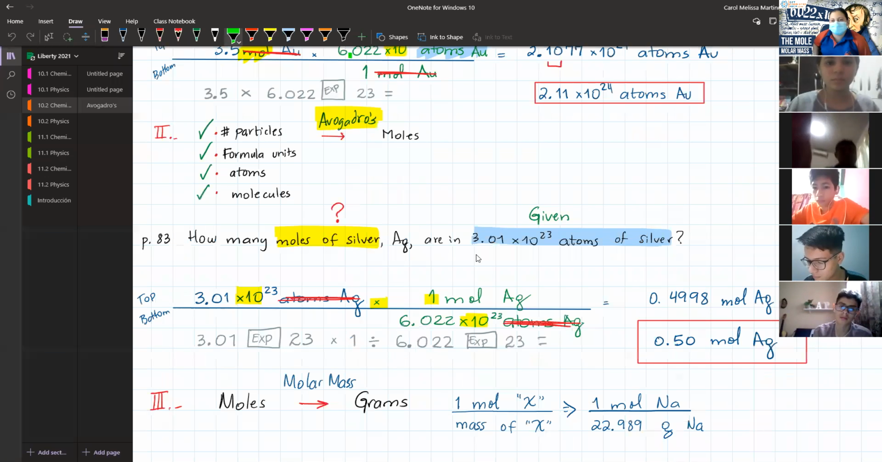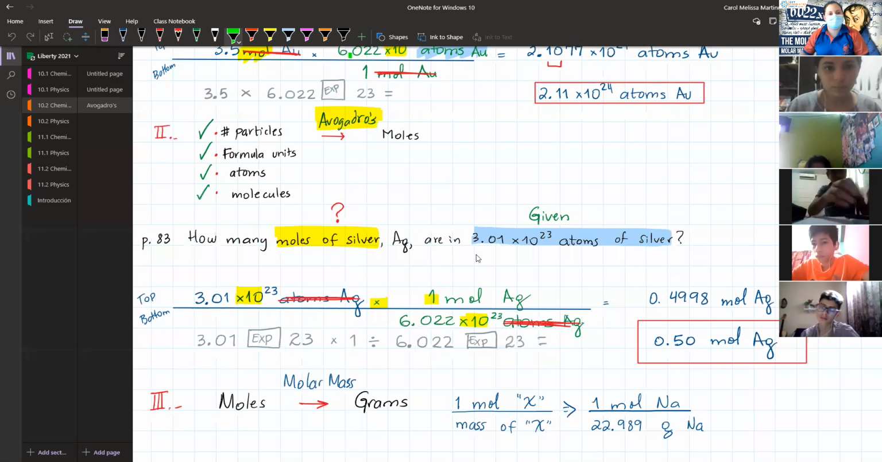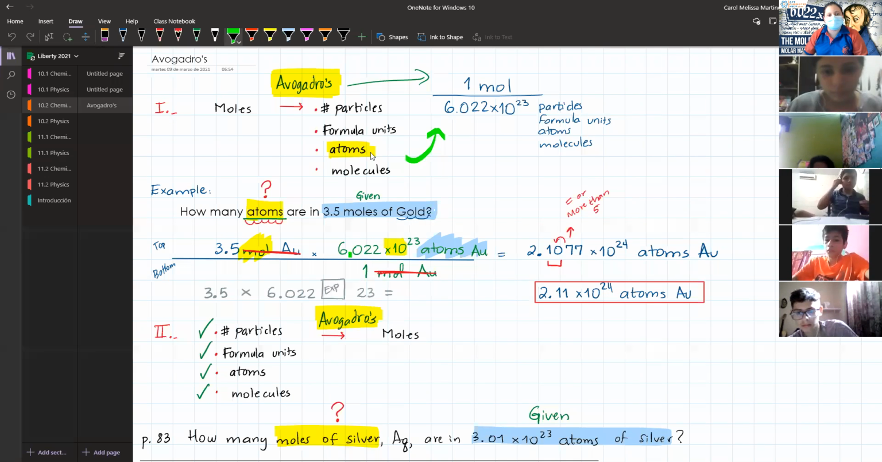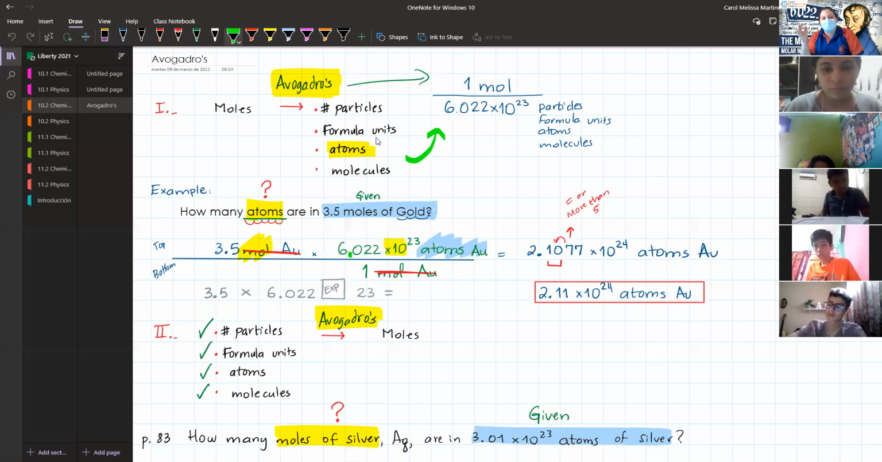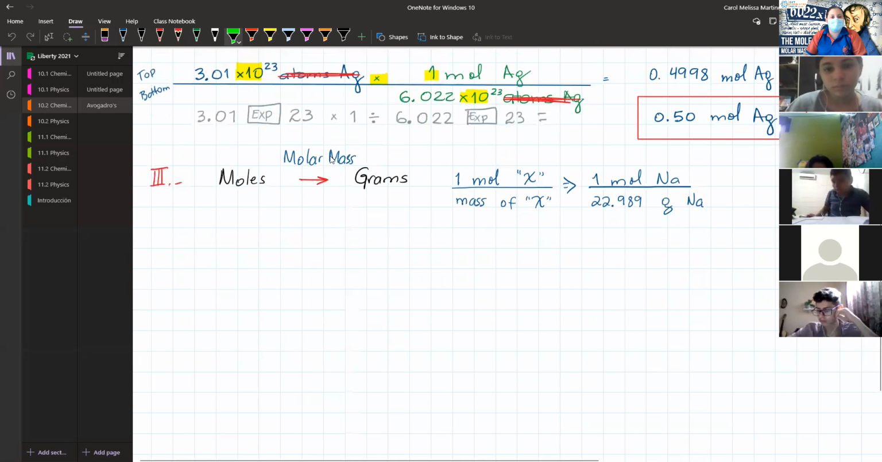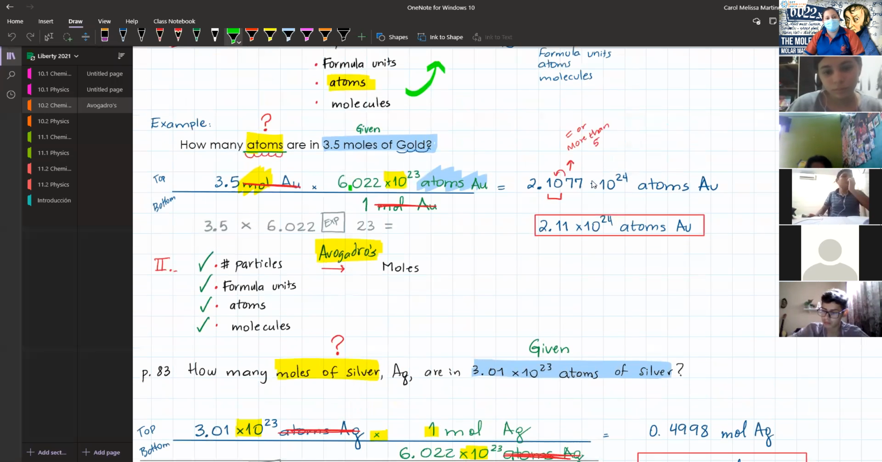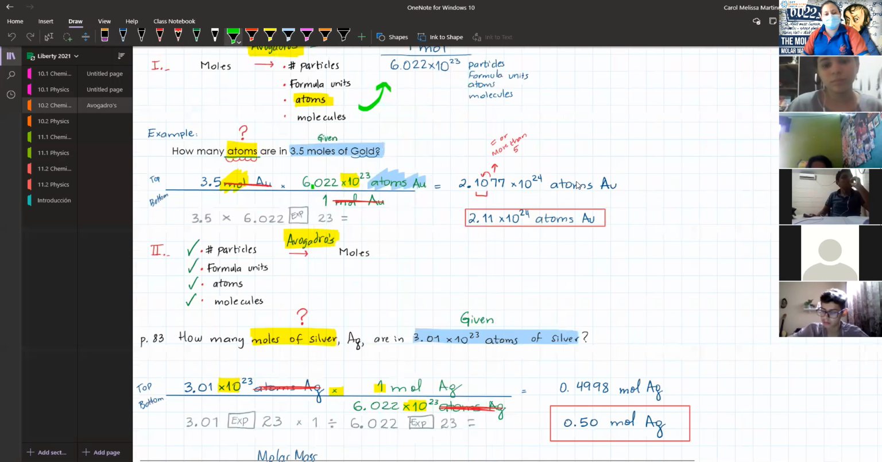Did you get the same answer as me? Yes, miss. Okay, so remember, anytime that you see words like atoms, molecules, units, or particles, you have to use Avogadro's number as a conversion factor. If by any chance the problem mentions grams, we're going to be using molar mass as a conversion factor, but we are not in that part yet, okay? We are just using number of particles and atoms here. So right now, just Avogadro's number.